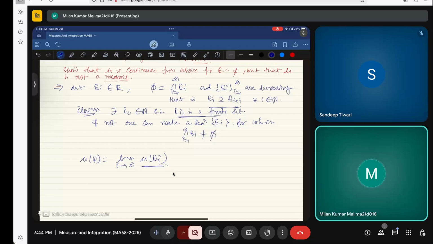Hmm. If EI is not finite, if it is infinite, okay, I got it. So let me do this from here.